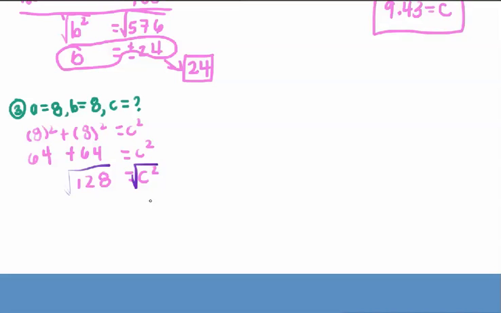So when you punch the square root of 128 into your calculator and round it to the nearest hundredth, the answer should be 11.31. And remember, under normal circumstances, it would be plus or minus 11.31, but because we're dealing with a triangle, our triangle cannot have a negative side, so we're just going to take the positive 11.31.